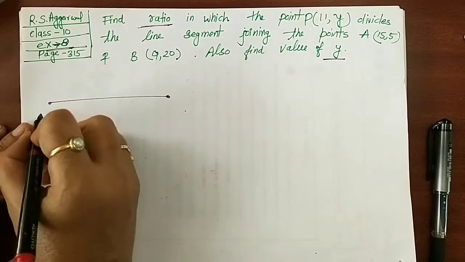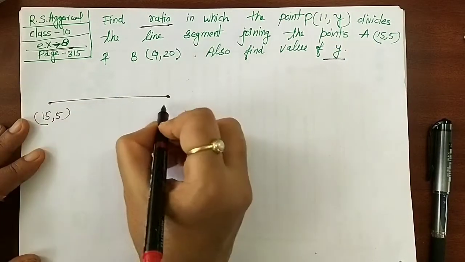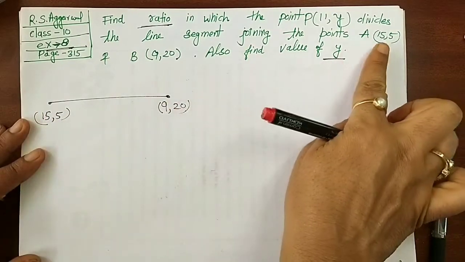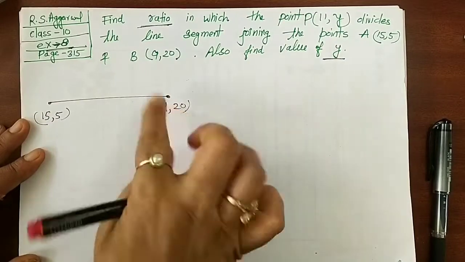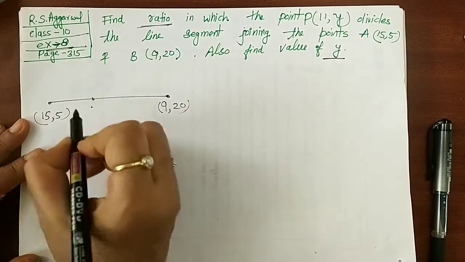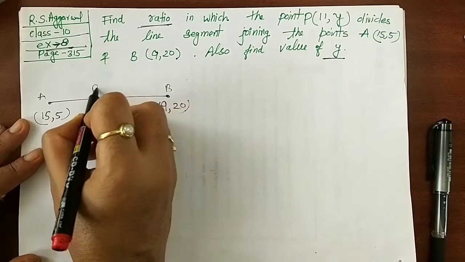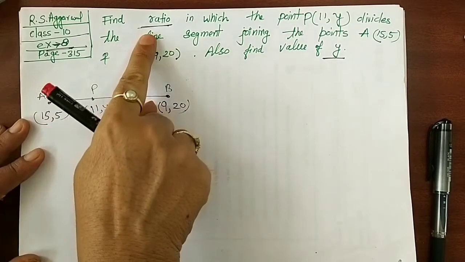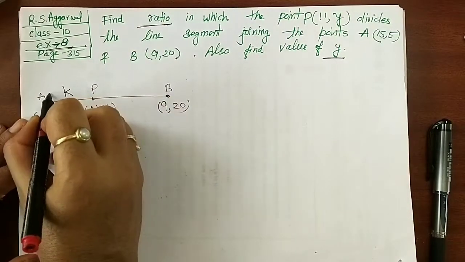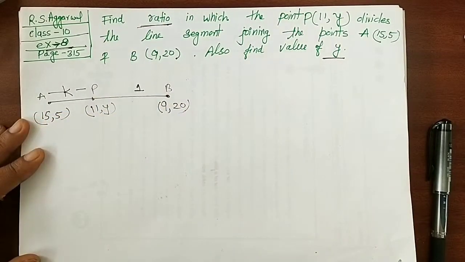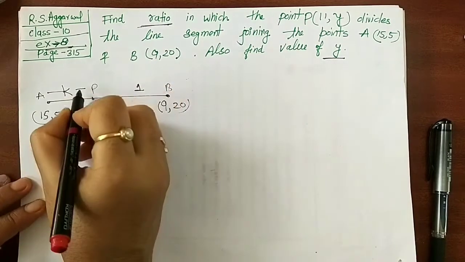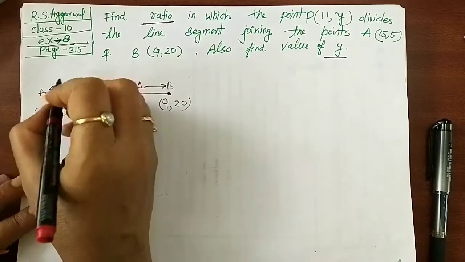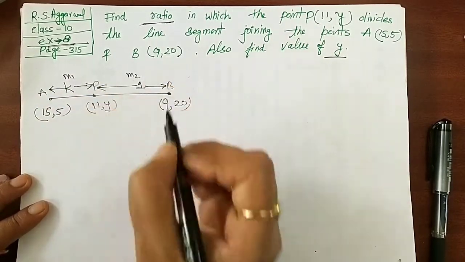So this is A and this is B. Just check whether you have copied the points correctly before starting. And point P is here, on AB, and this is given as 11 comma y. They are asking the ratio. Whenever they ask for a ratio, we always take it as k into 1. So this is my m1 and this is my m2.